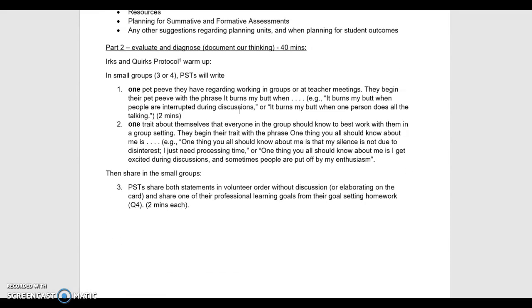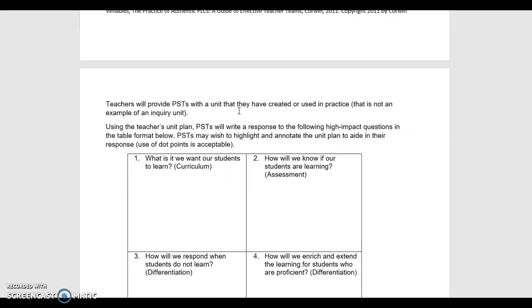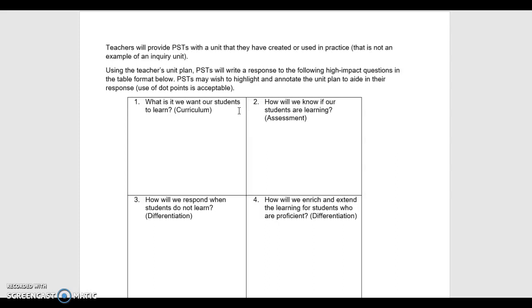So after the get to know you activity, the specialisation workshop is going to provide you with a unit to unpack, a unit of work. You're going to do this by using DuFour's 4 high impact questions to discuss and document. And they are: what is it we want our students to learn? So this question is all about curriculum. Number 2, how will we know if students are learning? So that's looking at assessment.